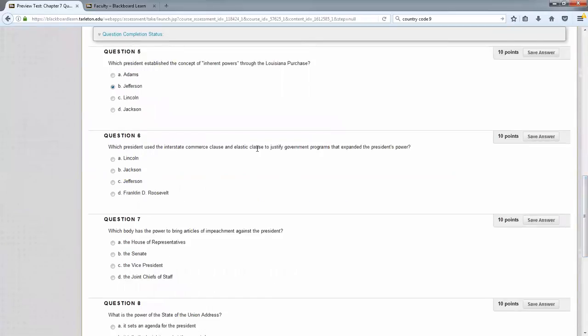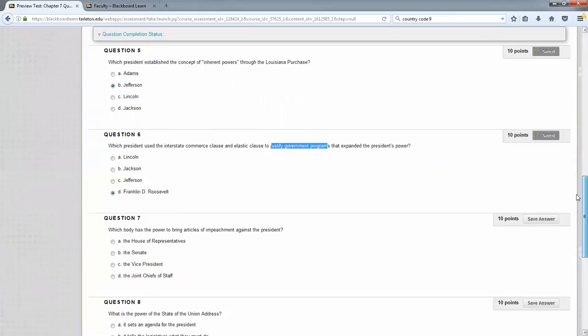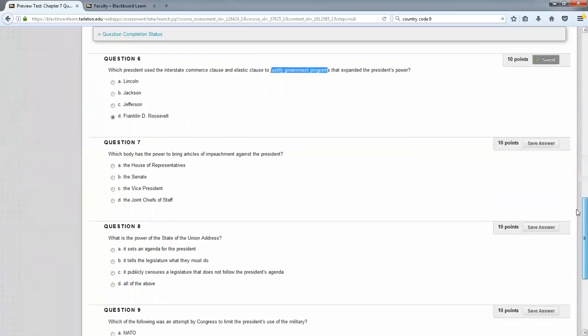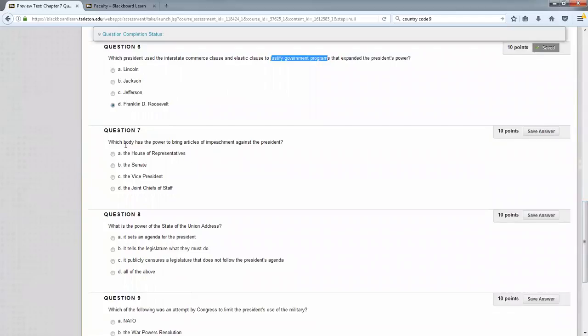Which president used the Interstate Commerce Clause and Elastic Clause to justify government programs? Okay, the key here is government programs. Some say Lincoln exploited the Interstate Commerce Clause and the Elastic Clause. Andrew Jackson did a lot of crazy things. The answer is Franklin D. Roosevelt, when we were talking about the New Deal and his response to the Great Depression.